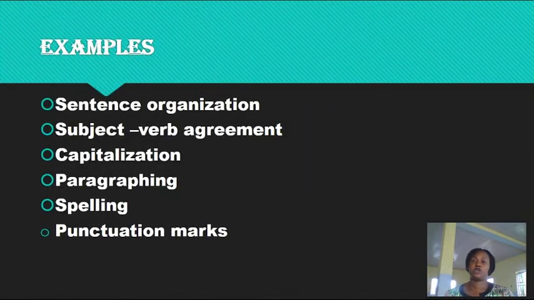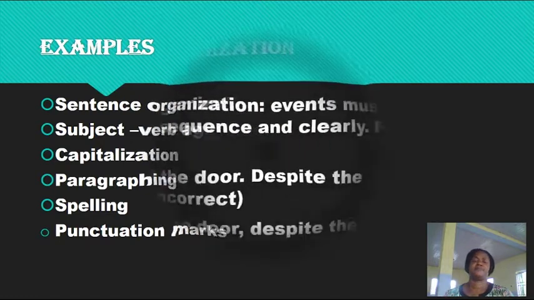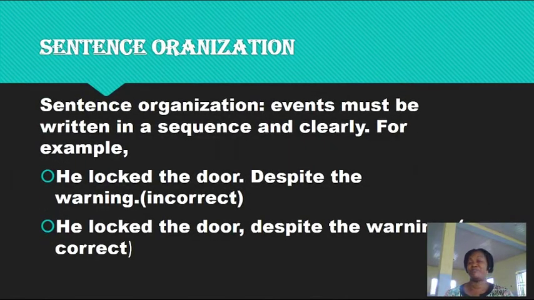Some of the things we commonly misuse are sentence organization, subject-verb agreement, capitalization, paragraphing, spelling, and punctuation marks. These are the things we do not use correctly when writing, and these are in fact the bedrock of a very good composition. Now, sentence organization.